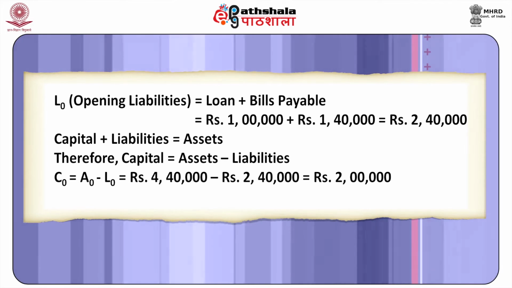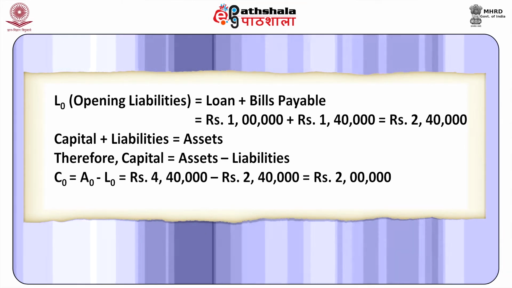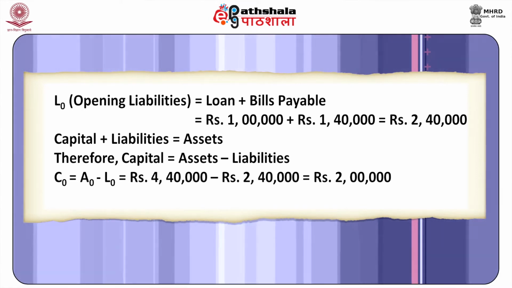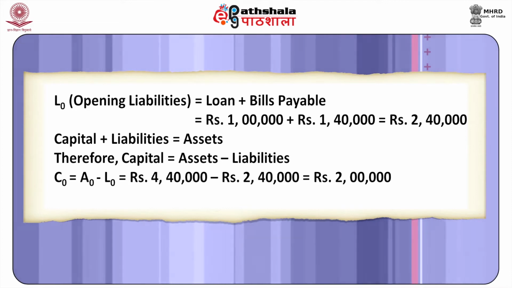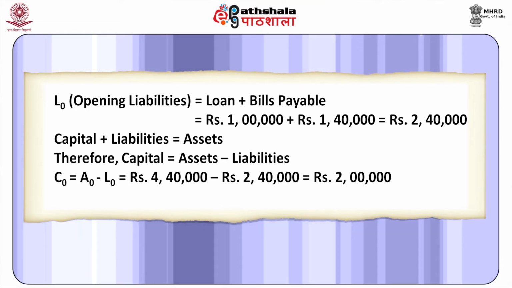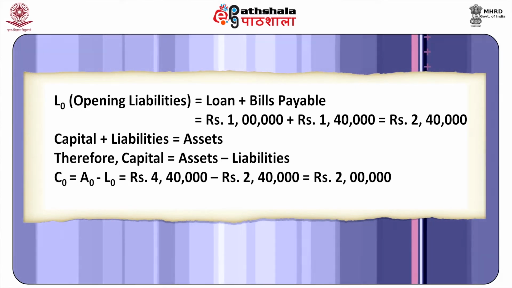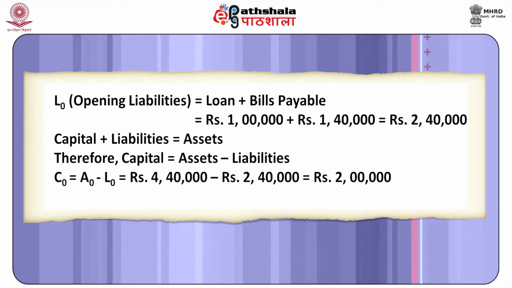We know that as per the accounting equation, capital plus liabilities are always equal to assets. Therefore, capital is equal to assets minus liabilities. Therefore, C0 is equal to A0 minus L0, that is Rs 4,40,000 minus 2,40,000, which will give you Rs 2 lakh.